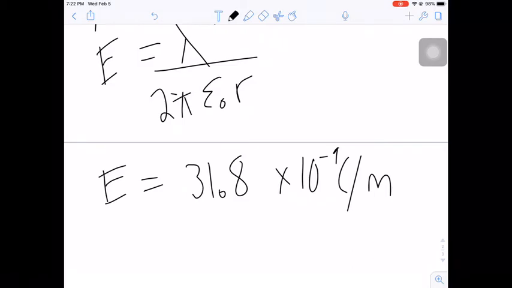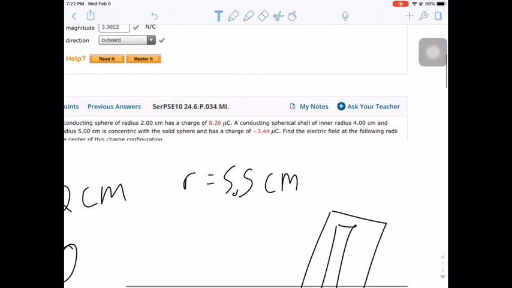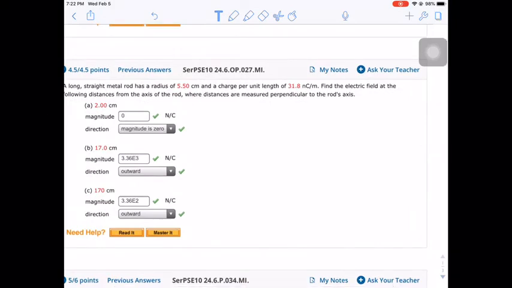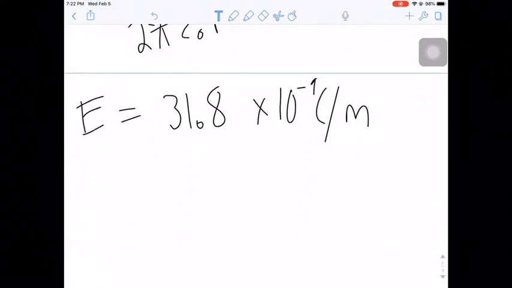Actually, I believe it gives it to you in nanocoulombs per meter. Nanocoulombs just means times 10 to the negative 9th. Whenever you see that, that's where some kids get tripped up. So just times 10 to the negative 9th, and that turns it into coulombs.